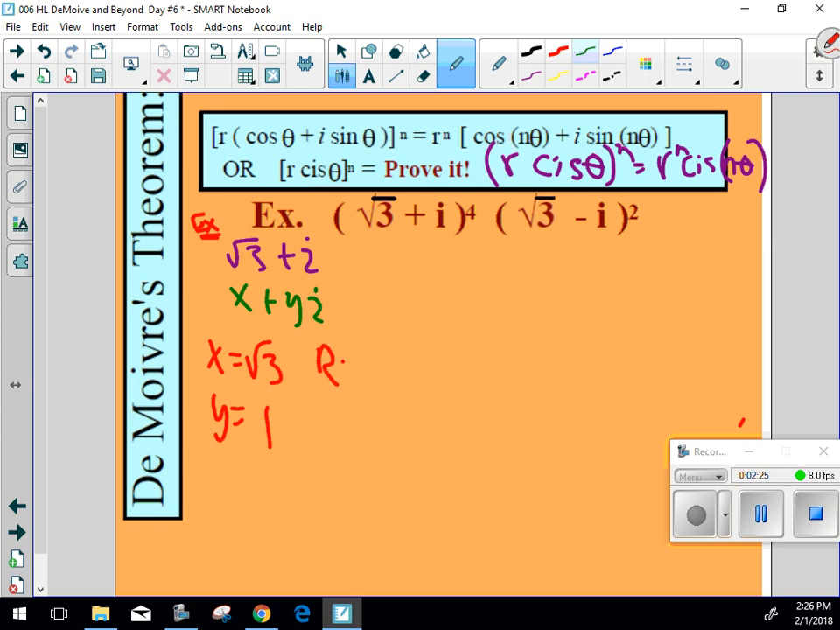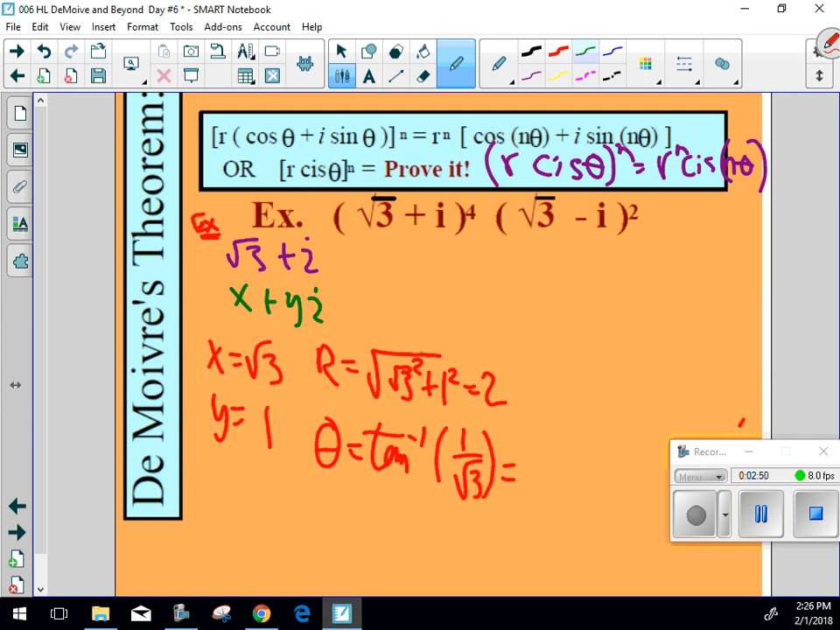So then r, the modulus, is going to be equal to the square root of x squared plus y squared, or square root of 3 squared plus 1 squared. What's the square root of 4? 2. There's your 2 again. And then theta is the inverse tangent of y over x. Y is 1, and x is square root of 3. And you know what inverse tangent of 1 over square root of 3 is. What is it? 30 degrees, pi over 6. So I'm going to rewrite this as 2 cis pi over 6. And then we're going to take it to the 4th.